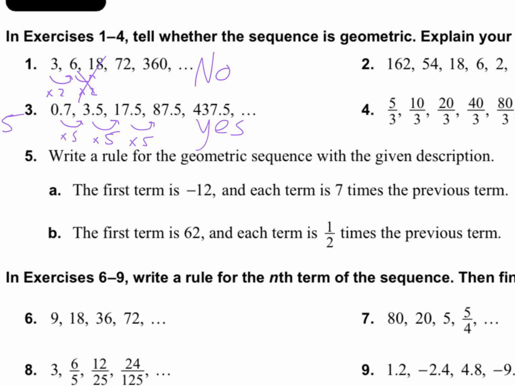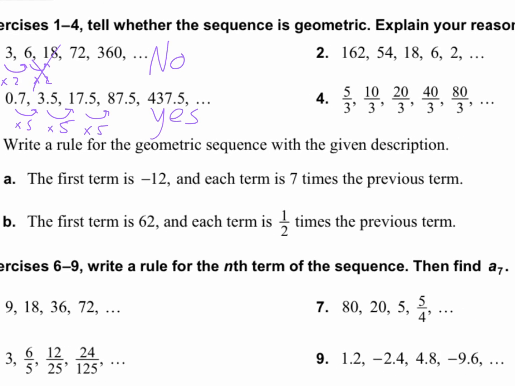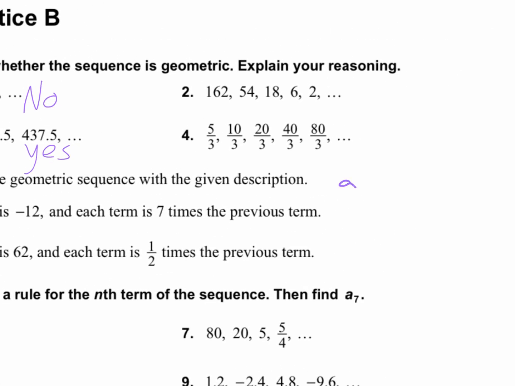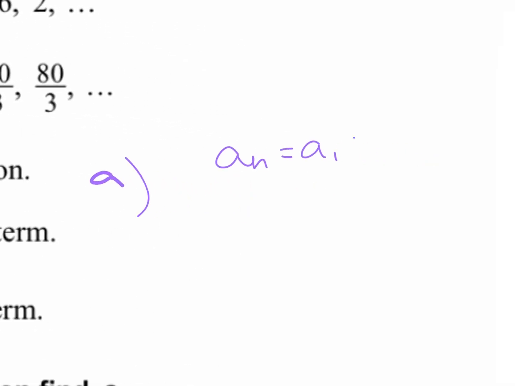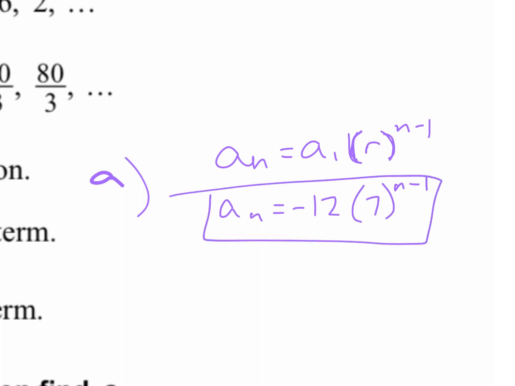All right, number 5. Write a rule for the geometric sequence with the given description. We'll do A again. So to write our rule, it is A sub n is equal to A sub 1 times r to the power of n minus 1. So what is our first term? Negative 12. What's our common ratio? 7. And then we just have n minus 1. That is our rule. Any questions on this one?